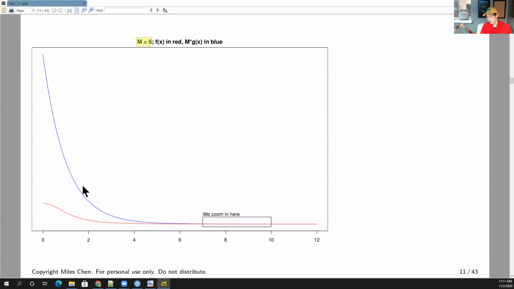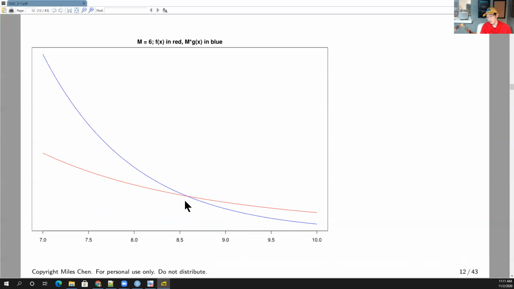And if I look at m equal to 6, the lines don't cross until we get out to, say, around 8.5, okay? Around 8.5. So we get more, okay? So at m equal to 2, it crosses around 6.4.